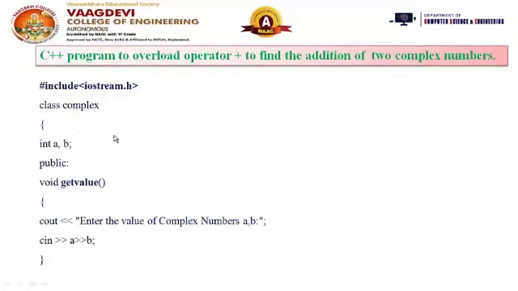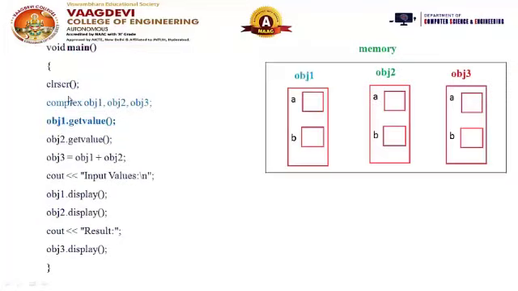The execution starts from the main function. Inside the main function, the statement creates objects of the complex class. When an object is created, it will allocate memory to the complex class. These are the 3 objects created in the memory. And in the next statement, object1 dot getValue calls the getValue method in the complex class.